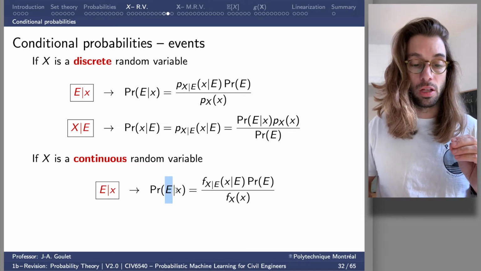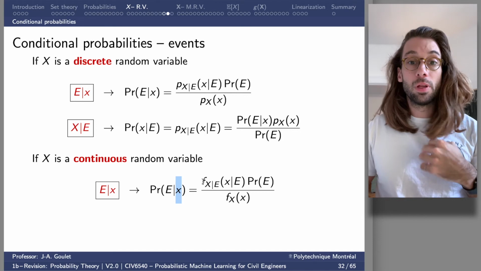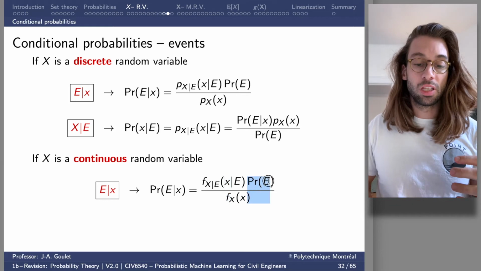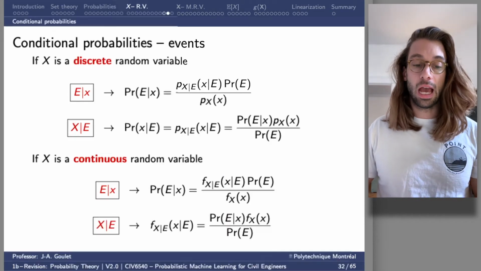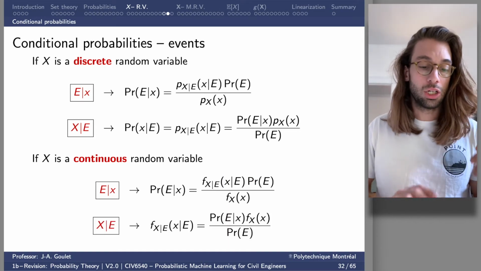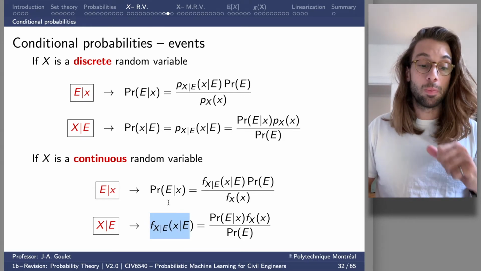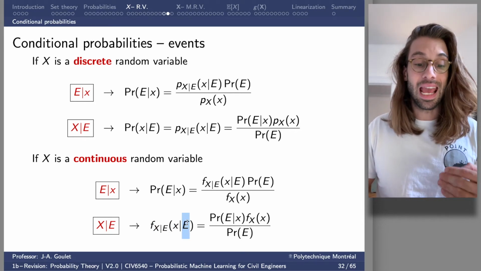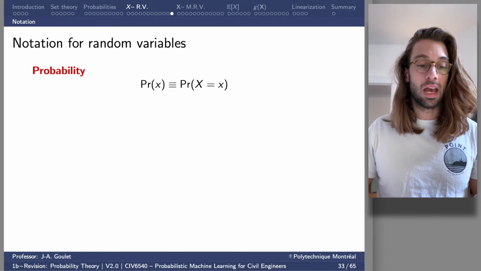So if uppercase X is a continuous random variable, in this case, the conditional probability of the event given the outcome X is going to be a function not anymore of a probability mass function, but this time of a probability density function for X given E times the probability of the event divided by the marginal probability density function for my event X. If we want to reverse that condition, in that case, we would be seeking not a probability for an event, but the posterior probability density for X, knowing that the event E has occurred. It is going to be the conditional probability of the event given X times the PDF of X divided by the marginal probability for the event E.